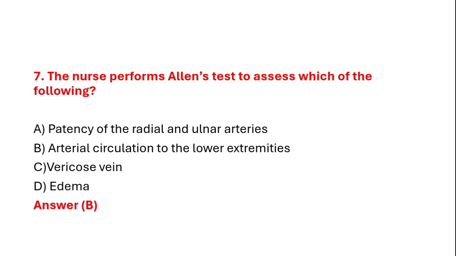Question number 7, the nurse performs Allen's test to assess which of the following? Option A, patency of radial and ulnar arteries. Option B, arterial circulation to the lower extremities. Option C, varicose vein. Option D, edema. Correct answer is option B, arterial circulation to the lower extremities.